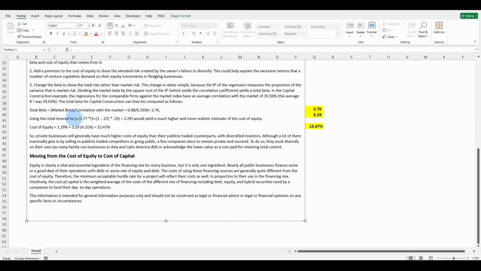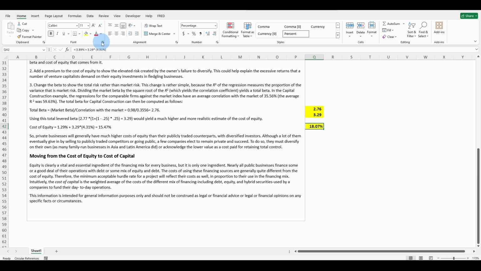This is the total levered beta times 4.31% equals 15.47. The 3.9 to 4.31 gives us 15.47. Now, if I change this to 3.89, you're going to see 18.07%. That is the cost of equity for capital construction. If they're using 75% equity on this project, their hurdle rate is 18.07%.